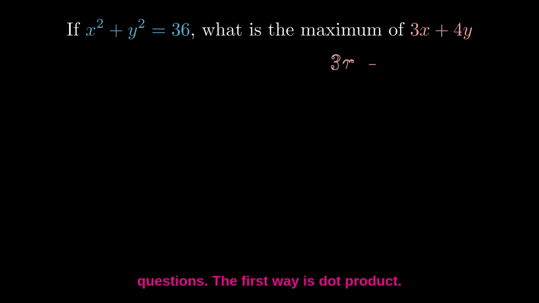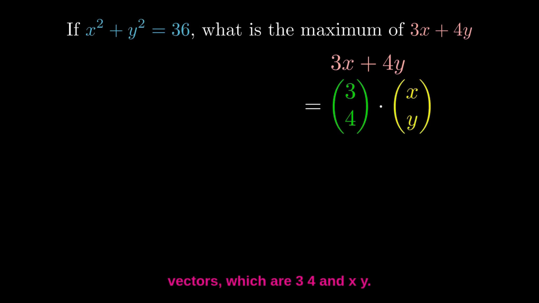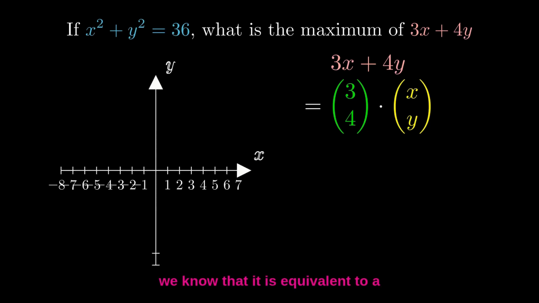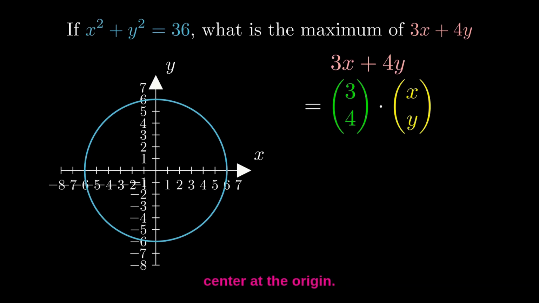The first way is the dot product. We can transform 3x plus 4y into the dot product of two vectors, which are (3, 4) and (x, y). And since x squared plus y squared is 36, we know that it is equivalent to a circle with a radius of 6 centered at the origin.